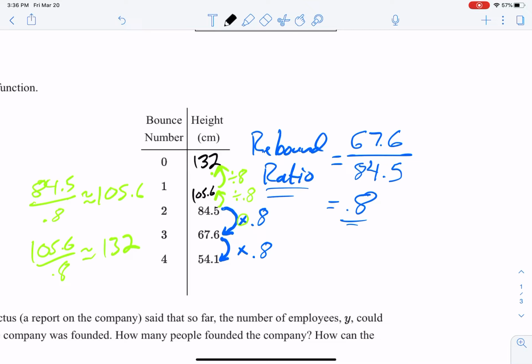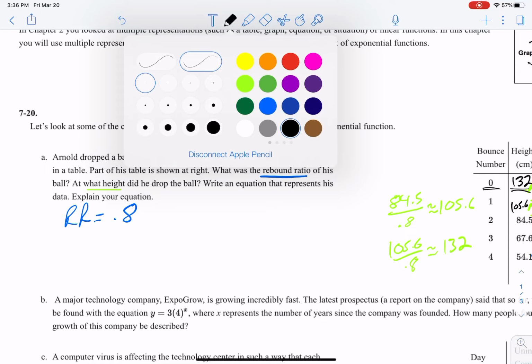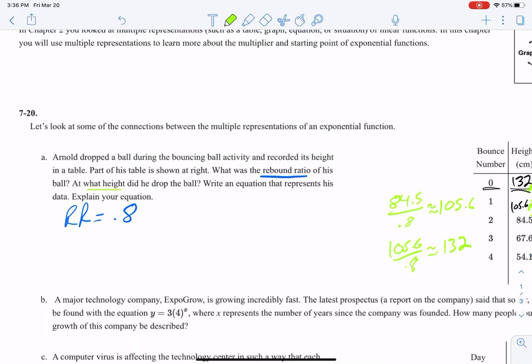All right, so for bounce number 0, meaning it hasn't bounced yet, the height is 132. So our initial height, I can spell, trust me, is 132 centimeters.